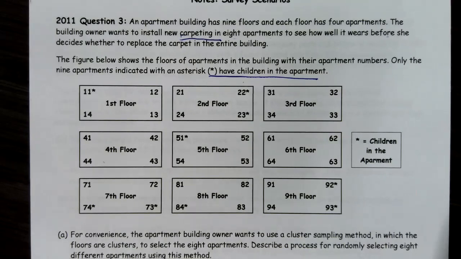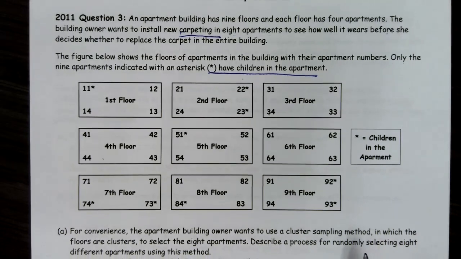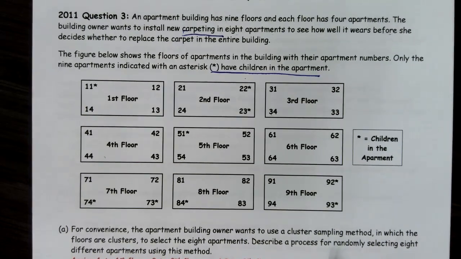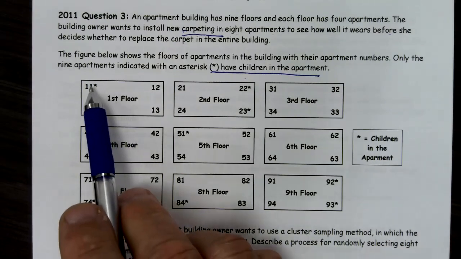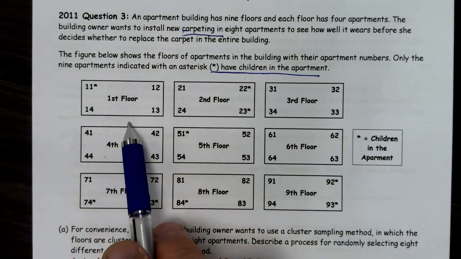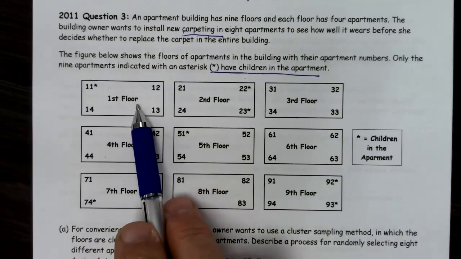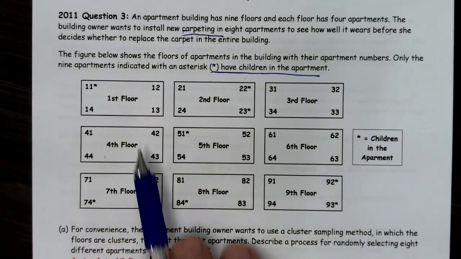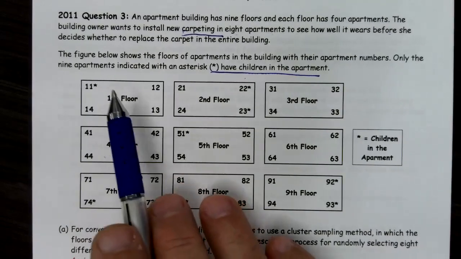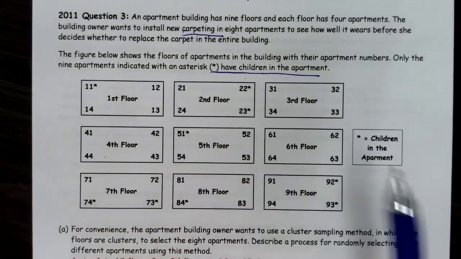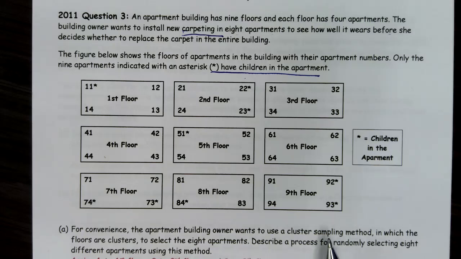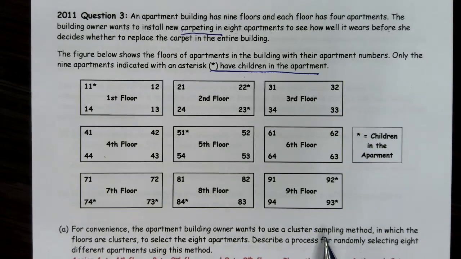All right? So for convenience, the apartment building owner wants to use a cluster sampling method in which the floors are clusters. So basically they're saying, oh, that's one cluster. So that's 4, okay? 4 apartments would be that cluster. I'd randomly select it and select all 4. Describe a process for randomly selecting 8 different apartments using this method.